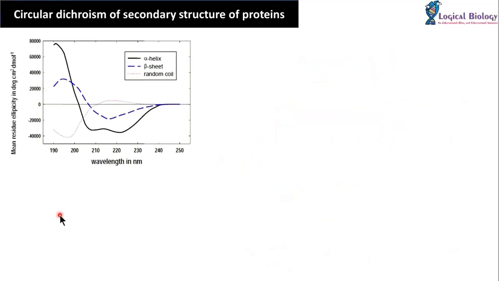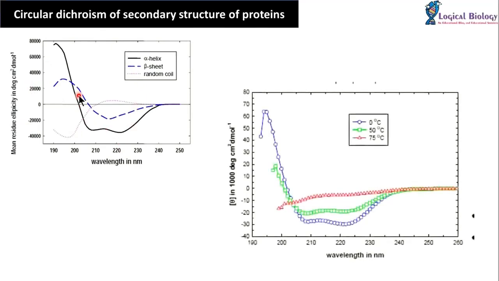So in the next example, we are going to use the same standard curve. Now we are going to compare it with another interesting example. We have taken the same protein under 3 different temperature conditions, 0 degree, 50 degree and 75 degree. At 0 degree we get this blue line. You can see it exactly matching with the alpha helix, and I can say that at 0 degree this protein has nearly 100% alpha character.